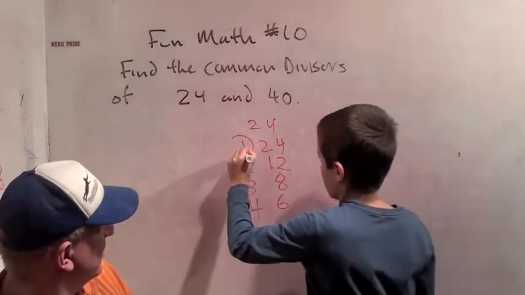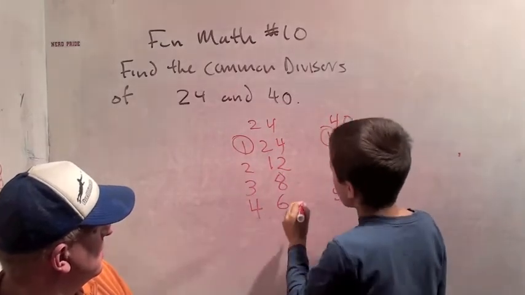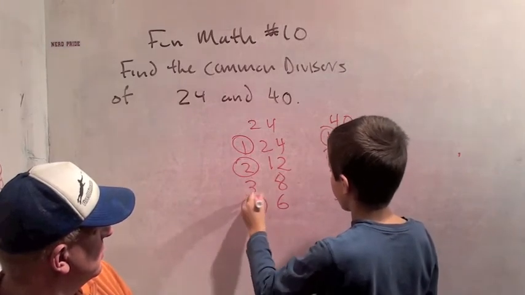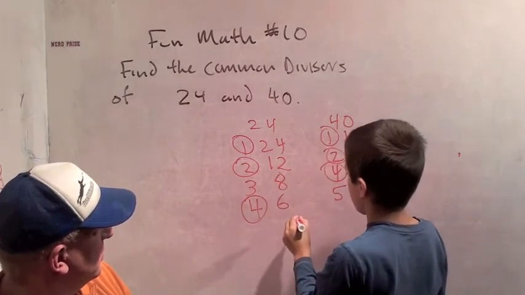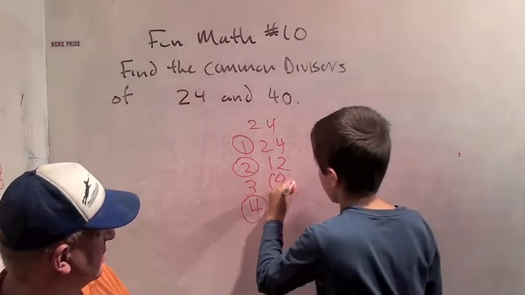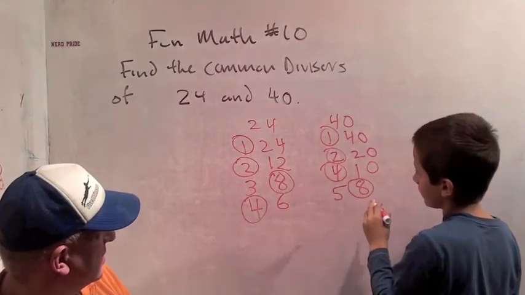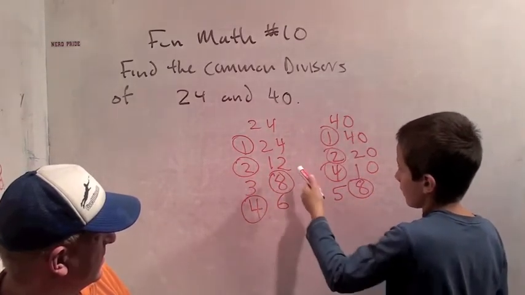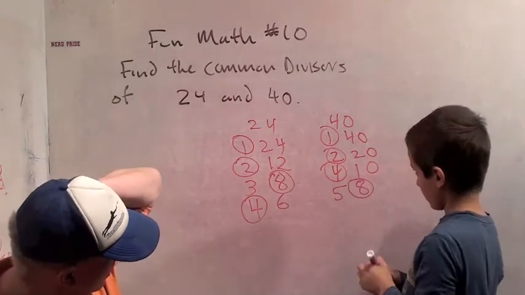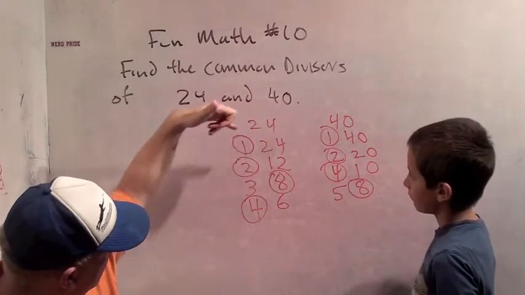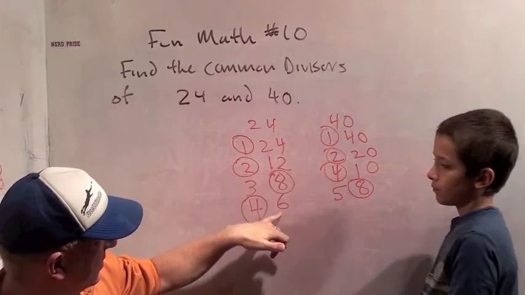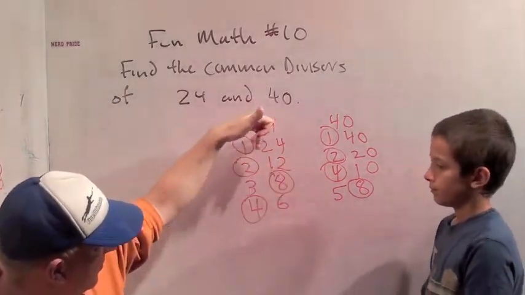Okay. The ones that are the same. Circle the ones that are the same. 1. 2. 4. Not 5. 8. All right, and this is all of them. So we found that the common divisors of 24 and 40 are 1, 2, 4, and 8. Not 3. 3 doesn't go into 40. Not 6. 6 doesn't go into 40. Not 12. And not 24.